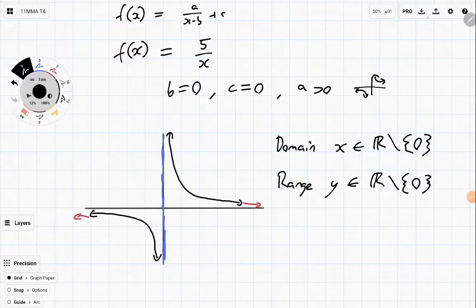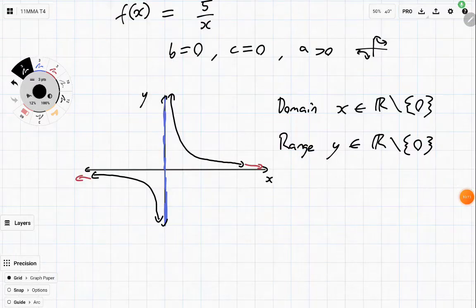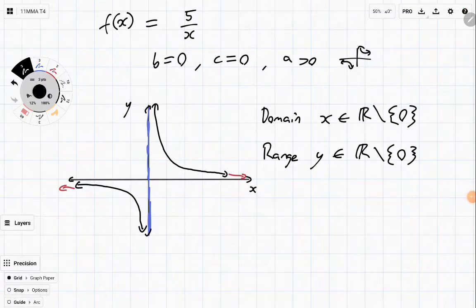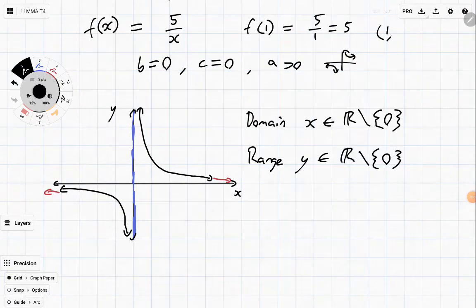And just for completeness, let's maybe put a point on the graph. So for example, if I subbed in f of 1, well, that would give me 5 on 1, which is equal to 5. So I've got the point 1, comma 5. So 1, 5. So let's say that this is the point (1, 5) on the graph.